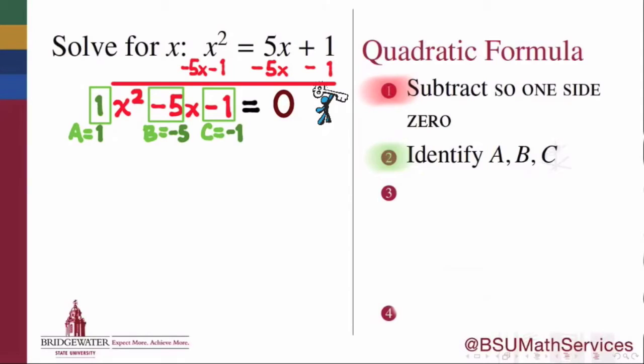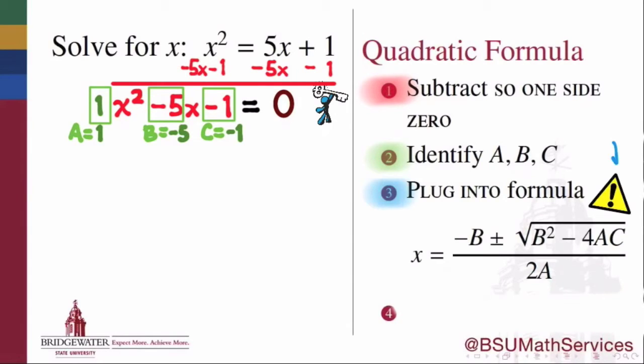Once we've identified a, b, and c, the quadratic formula is a recipe that tells us what to do with those three numbers to produce the solutions of this quadratic equation. The formula looks like this. X is equal to -b plus and minus the square root of b squared minus 4ac, all divided by 2a.